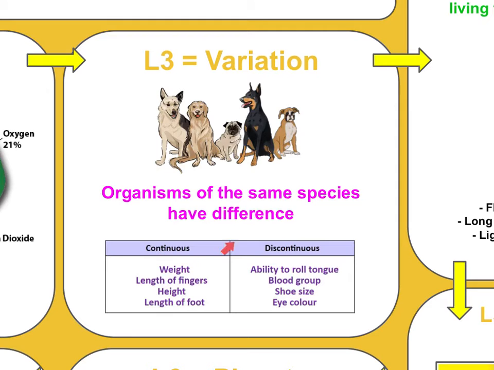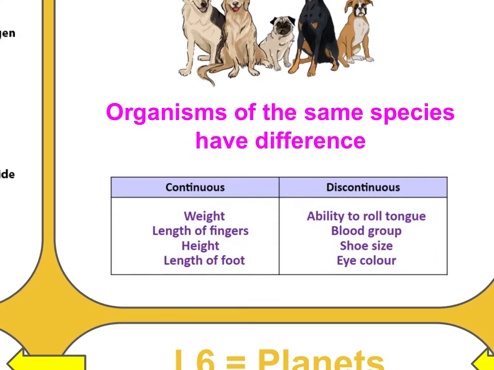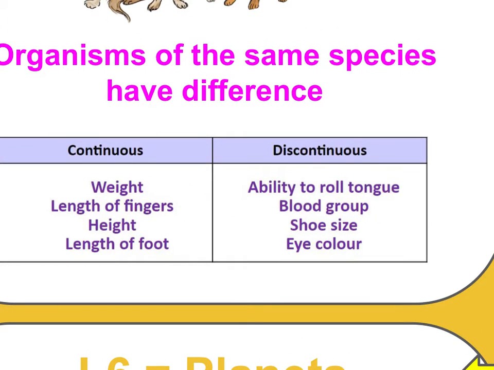Variation, there's 2 different types. There's continuous and discontinuous. Continuous variation, things like weight, length of fingers, height and length of foot. I like to think of this as anything you can measure and get a number from. Whereas discontinuous, things like the ability to roll your tongue, blood group, shoe size and eye colour are all either a yes or no or a category. So eye colour, is it green, is it brown, is it yellow?